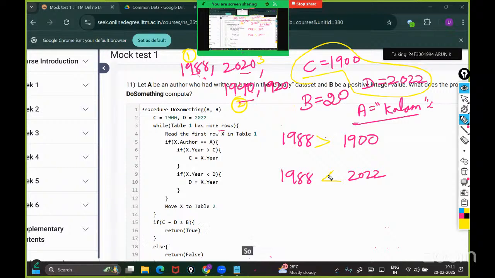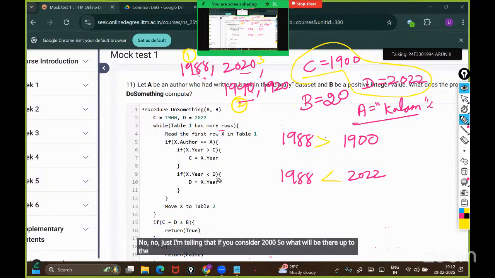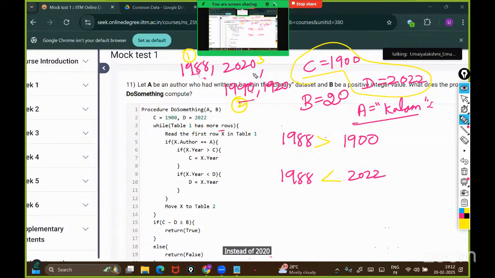But it's not like that, right? Because D will always hold the first year of publishing, right? No, I'm just telling you, if you consider 2000, what will be the value of C and D up to the 11th row? It will be 2000 only, right? Instead of 2020, you're asking me to reconsider 2000? Yeah, 2000. So we are just seeing the value pattern between C and D.